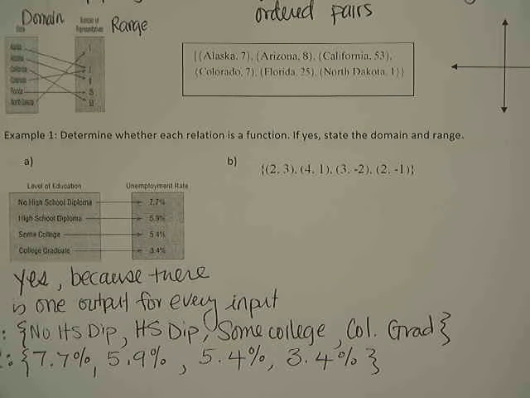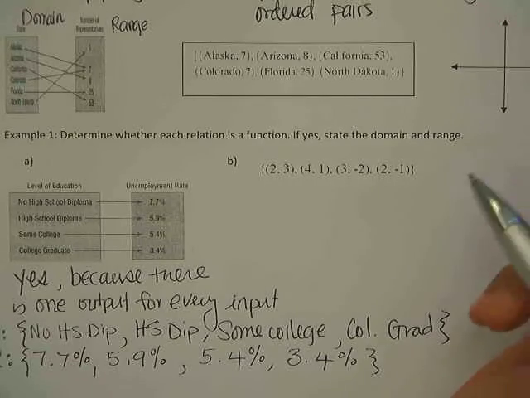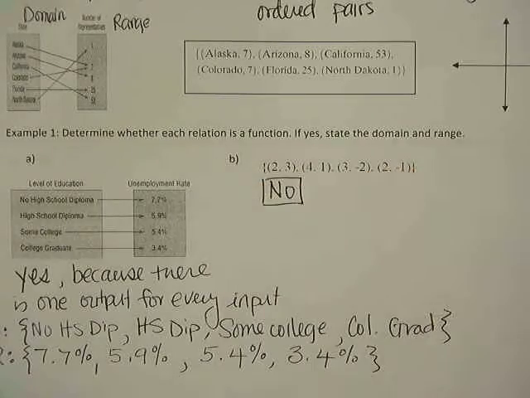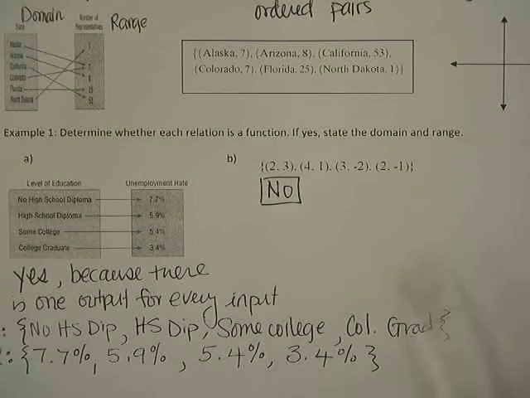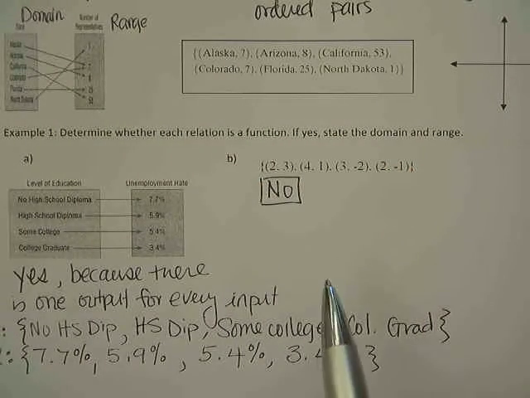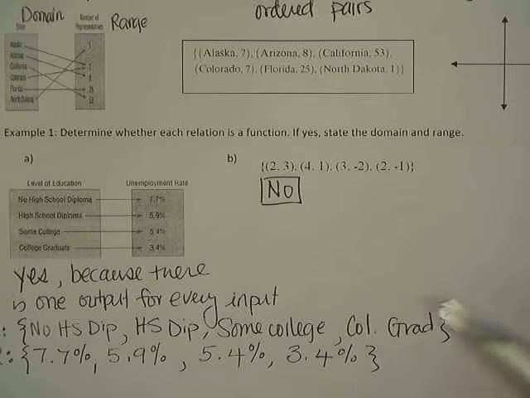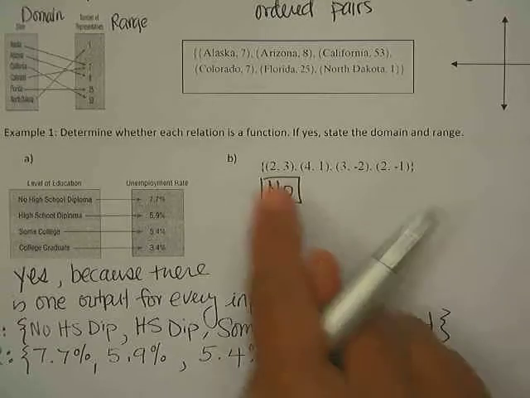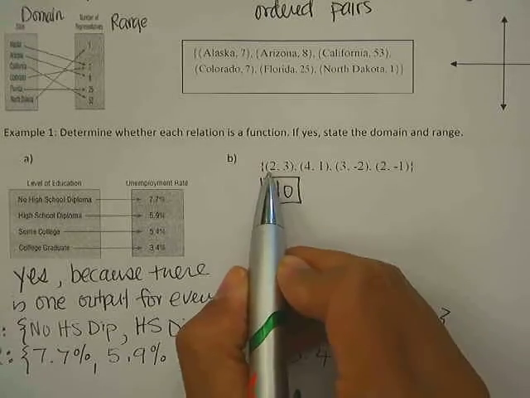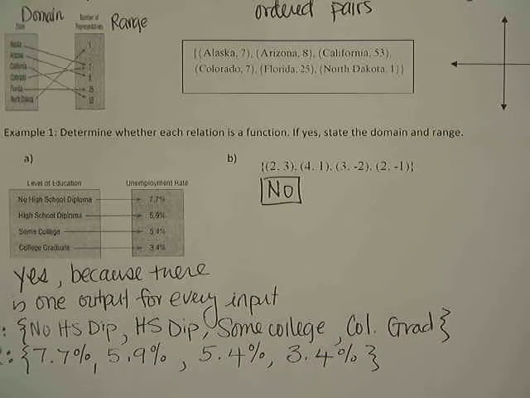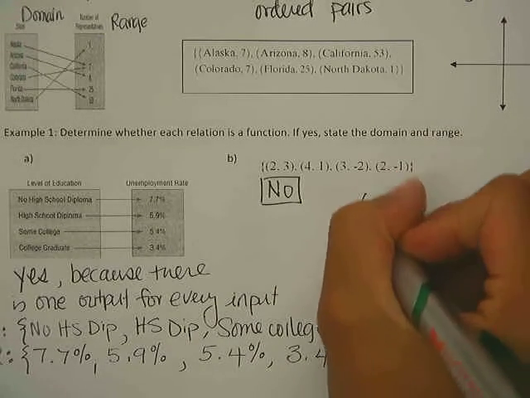If you said yes, then you are incorrect. Okay? This is not a function. For a reason of, I have two outputs. Okay? I have two outputs for one input. So if you look at my 2, even though 2 is in two different places, it's still the same 2. Okay? So let me map it for you.